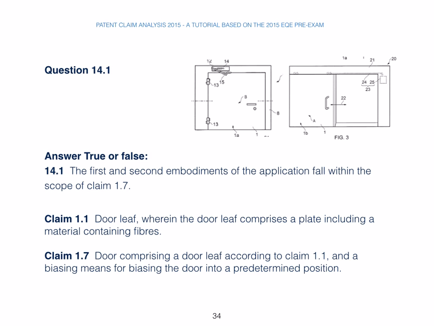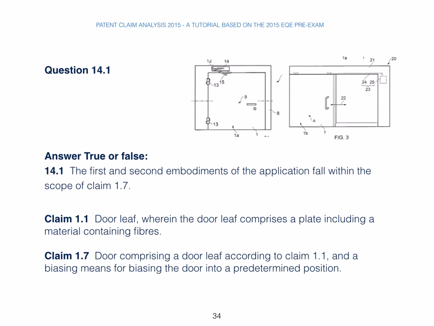Here are the client's figures 2 and 3, which show the first and second embodiments. You may need to consult the client's description, paragraph 18 and paragraph 19, for the first and second embodiments. You are expected to answer true or false. 14.1. The first and second embodiments of the application fall within the scope of Claim 1.7.